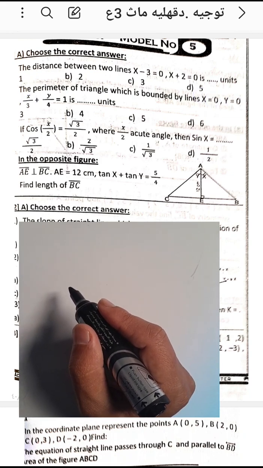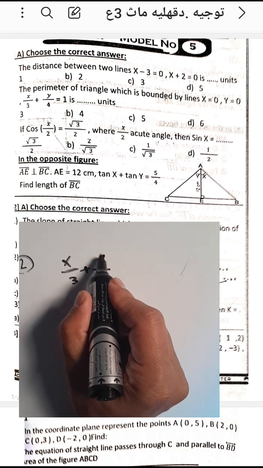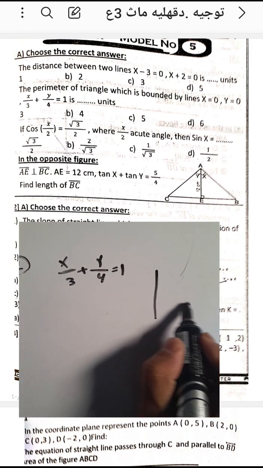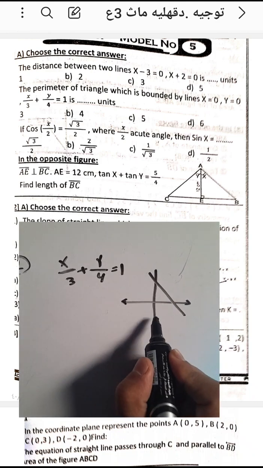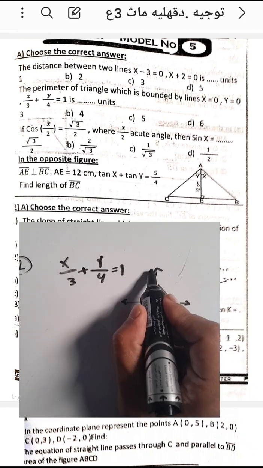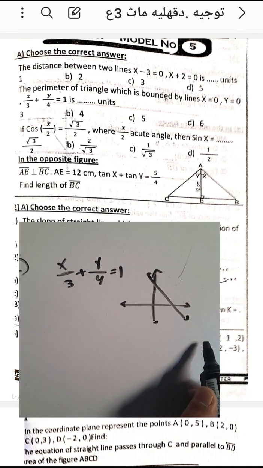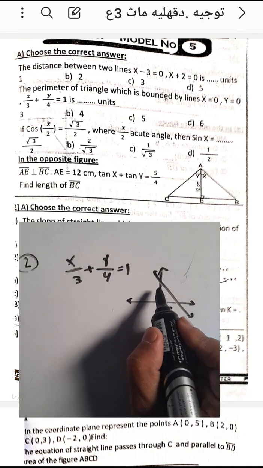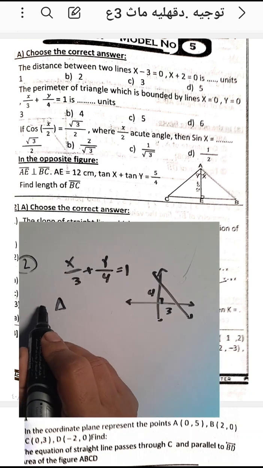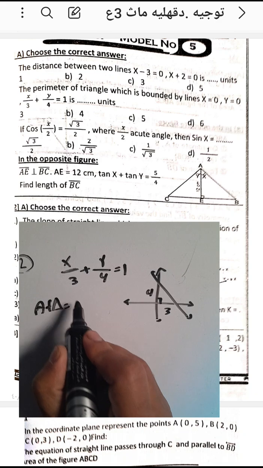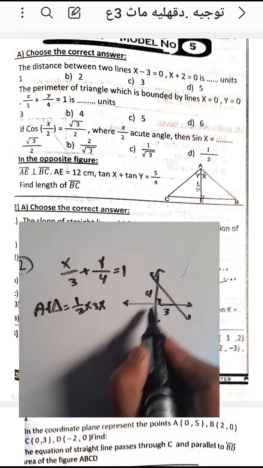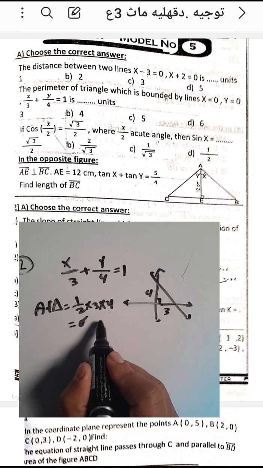Number 2, the perimeter of the triangle bounded by the lines x equals 0, y equals 0, and x over 3 plus y over 4 equals 1. For this straight line, the slope will be negative, so the line goes down from left to right. We have 3 units here and 4 units. Then the area of the triangle is half times base times height, which is 2 times 3 equals 6 square units.